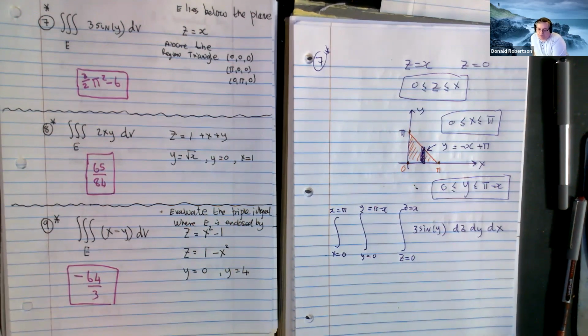Are we good with the way that was set up? How I got the limits of integration for the x, y, and z variables?